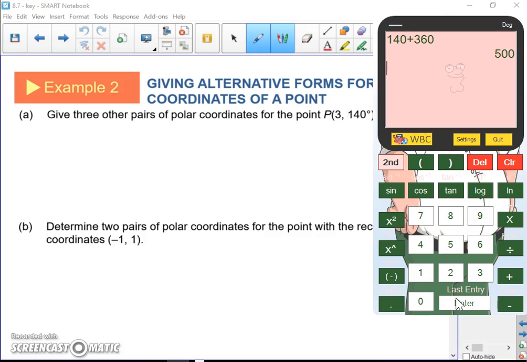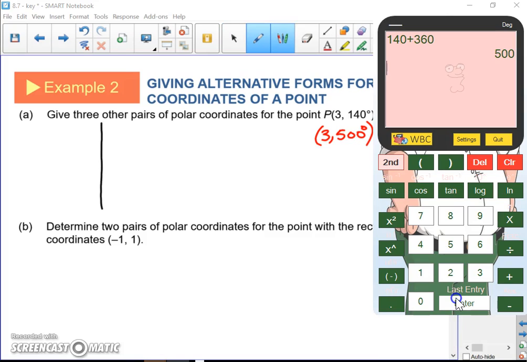So another way of representing this would be 3, 500 degrees. Okay? That's the same place. Add 360, add 360, add 360. I could do that an infinite number of times and get an infinite number of different representations for that same location. Okay? But that's too simple.